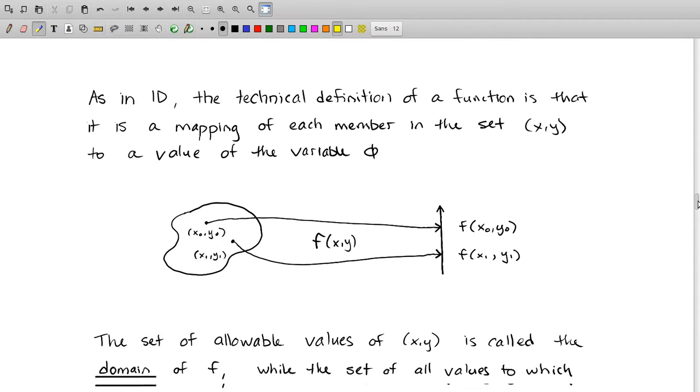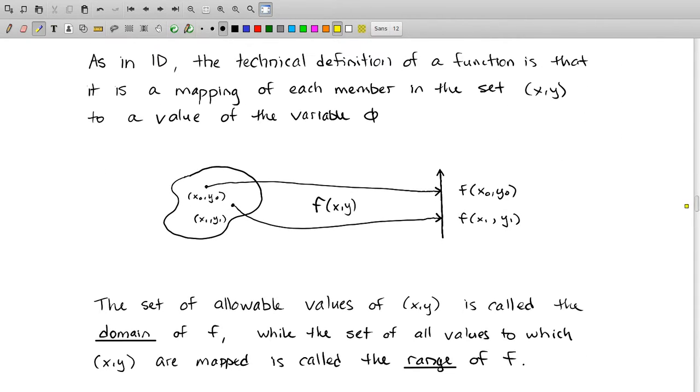All right, so the technical definition of a function is that it's a mapping of members of the set of coordinate values to some value of the dependent variable phi. All right, so you've got x, y, say, two-dimensional space that's represented by this two-dimensional blob over here. And then f, phi, really, the dependent variable represented by this one-dimensional line, and f is a function that maps points in this space to positions on this line, right?